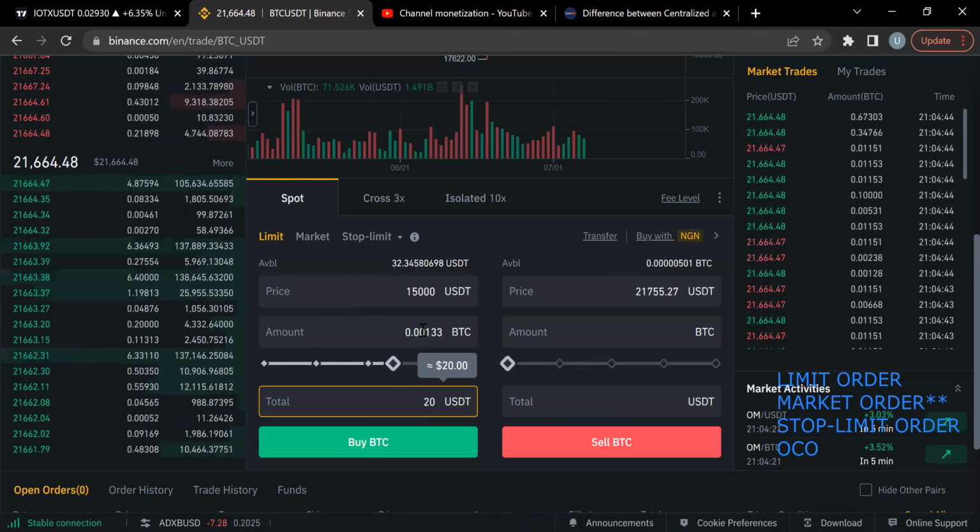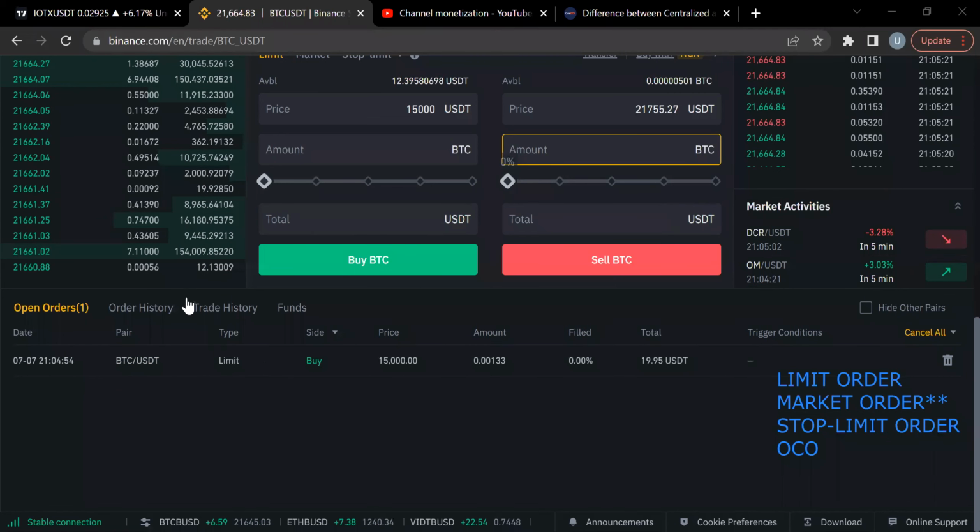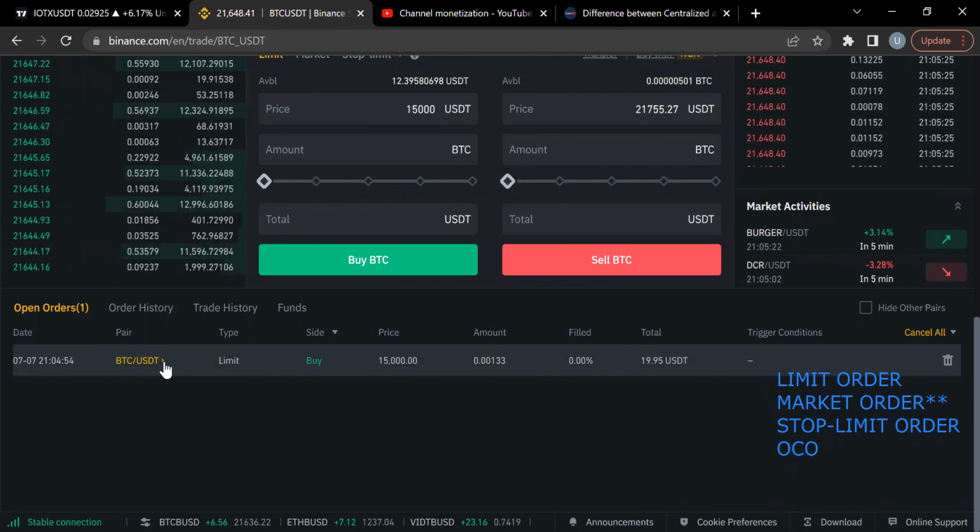So I'll just place it. I'll just press buy. Now, if I do this kind of buying, it's not going to buy. Look at what it says: limit buy created, order created. Now, it's not going to buy it for me. That's why we call it a pending order. It's going to just save it as a pending order.